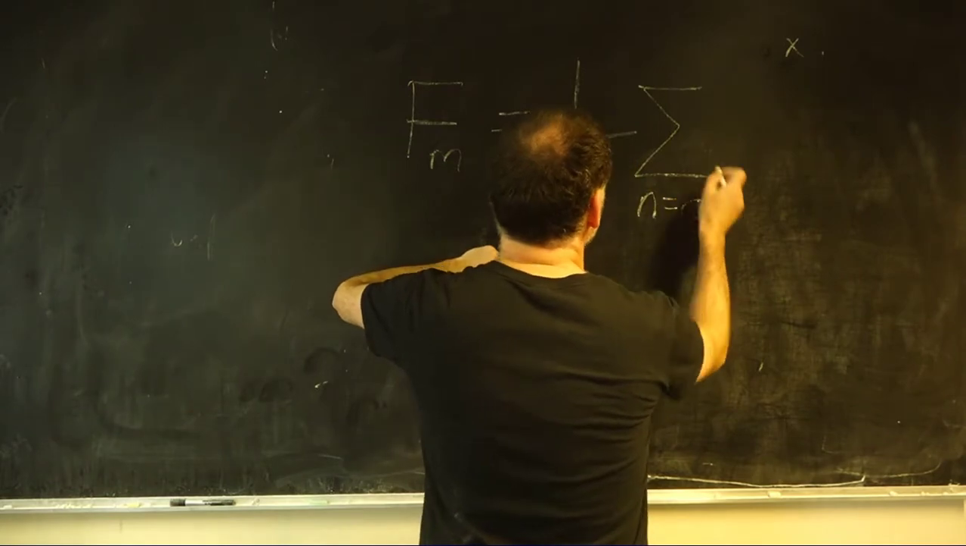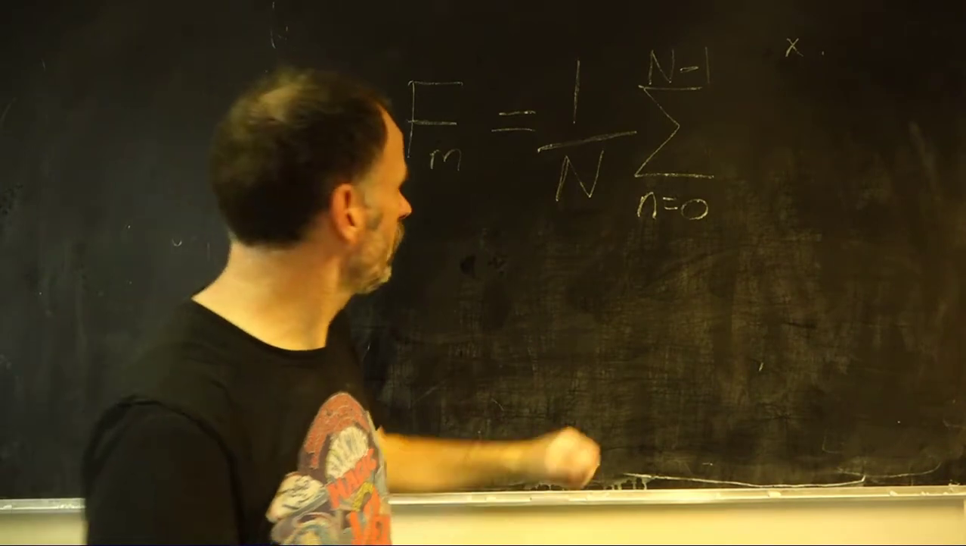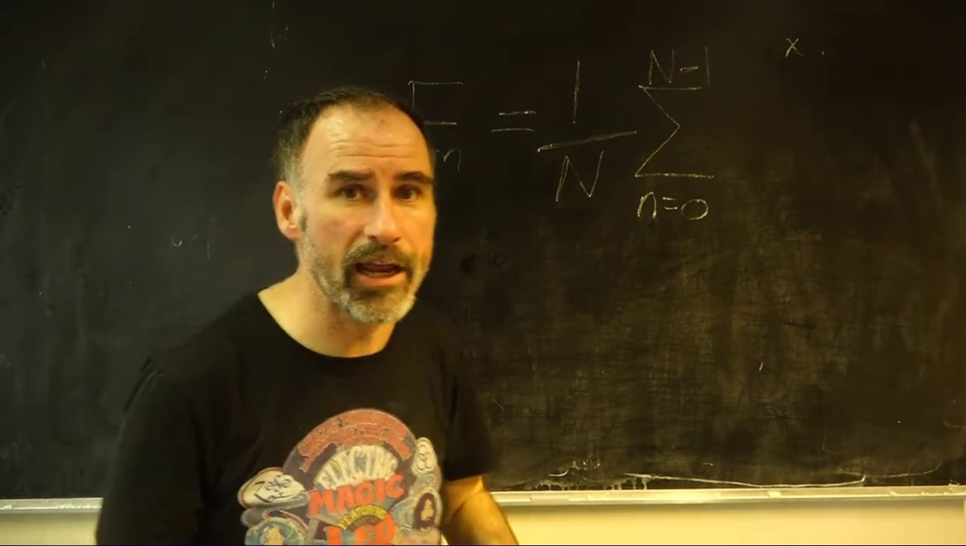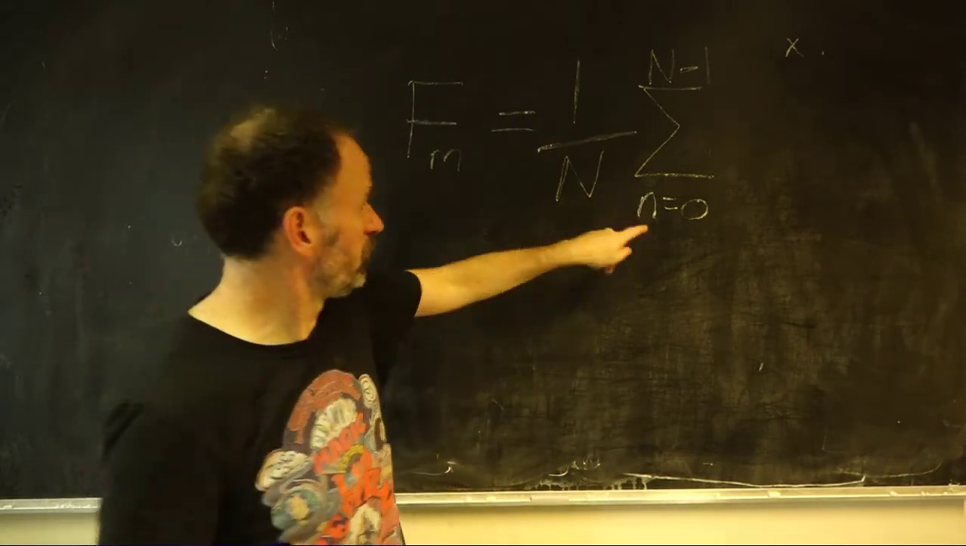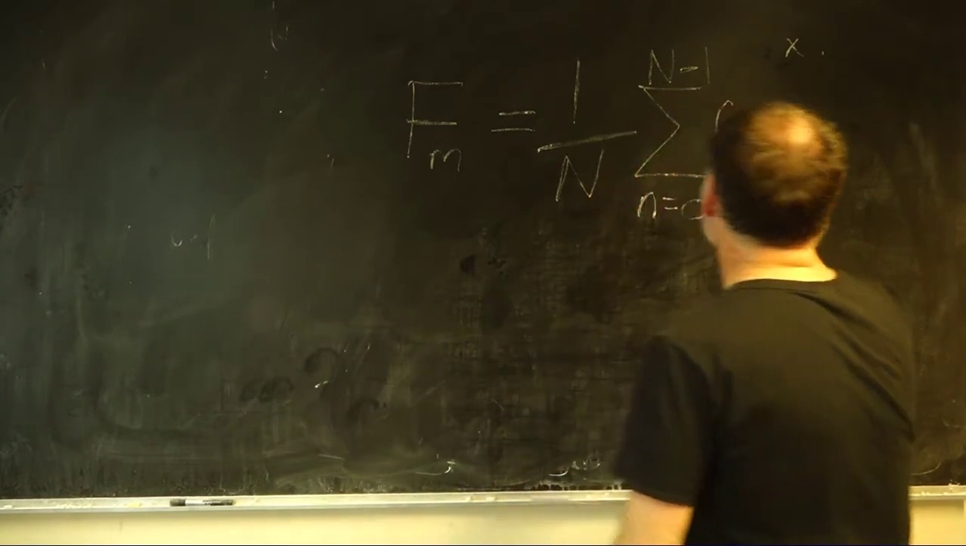So we'll run from n equal to 0 to n minus 1. Why n minus 1 and not n? Well, if we run from n equal to 0 up to n minus 1, that gives us n samples, because we're counting this one. Then we have our original function, which I called f_n.